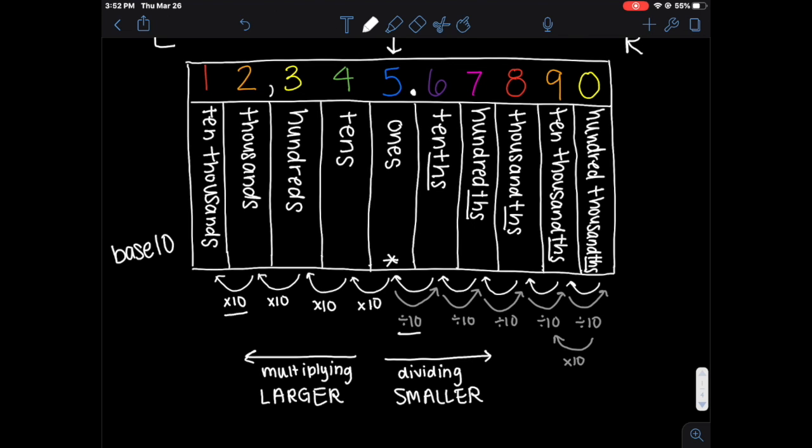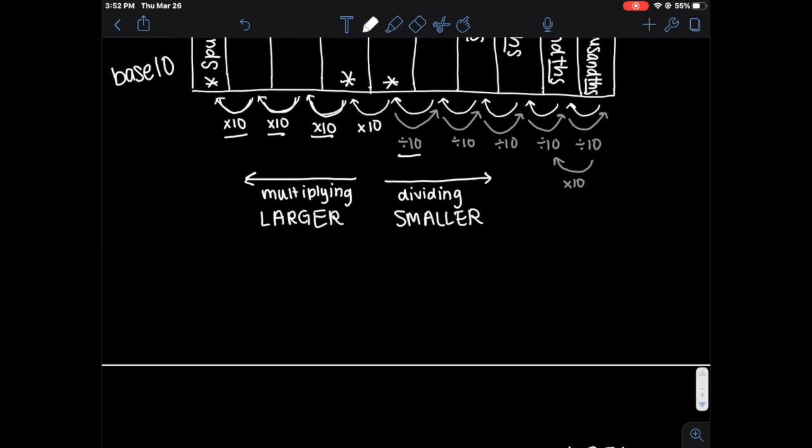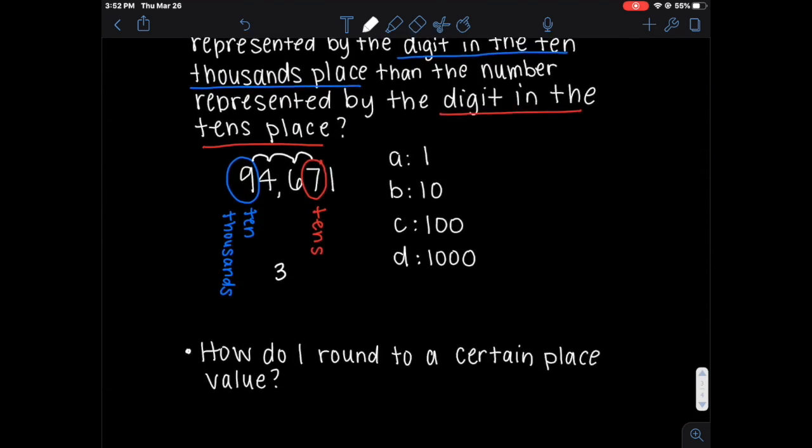Okay, so come back up again. If I'm in the tens position, which is right here, and I'm moving to the 10 thousandths, I've made 1 hop, 2 hops, 3 hops. So that's 10, 10, and 10. So 10 times 10 times 10 is 1,000.